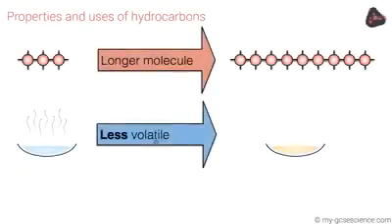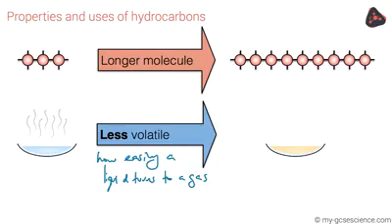Finally, there's a property called volatility, which is to do with how easily a liquid turns to a gas. Very much like flammability, some of the really small molecules are already gases. As they get longer, we get liquids that turn into gases quite easily. Then we get liquids that don't turn into gases very easily. And finally, we have solids which have to first be melted into liquids before they can then turn into gases. So the longer the molecule, the less volatile, meaning the less easily they'll turn into gases.